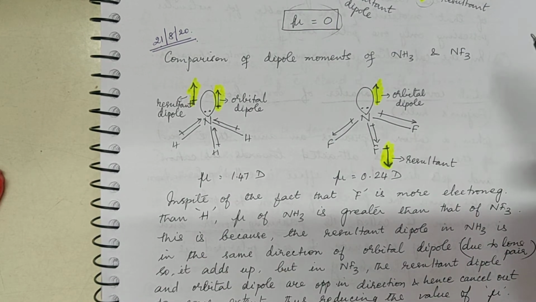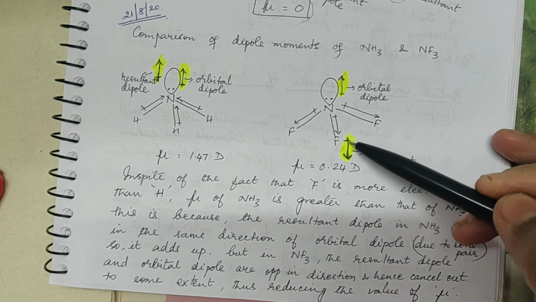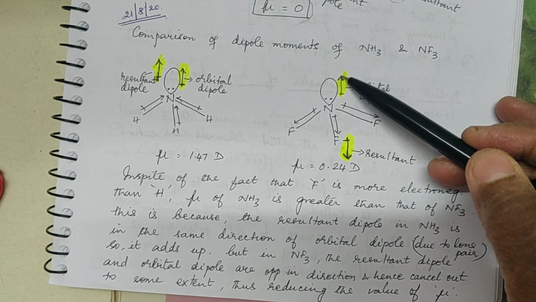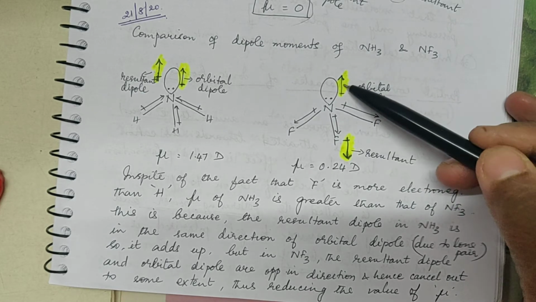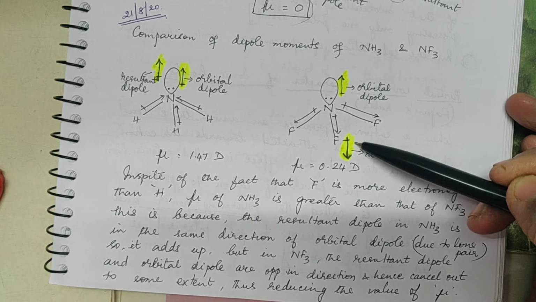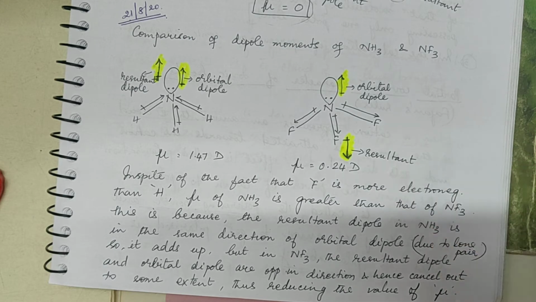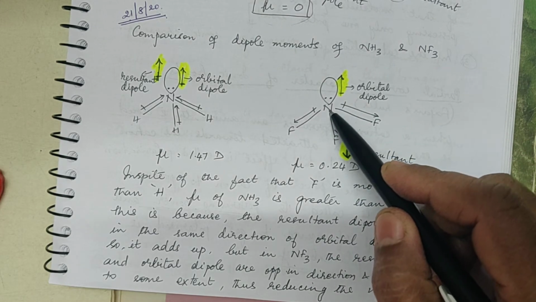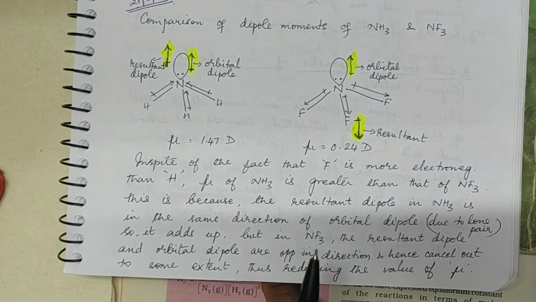Whereas in the case of NF3, these three are dipoles and the resultant dipole is here, and this orbital dipole is this way. And you see they are in opposite directions. So they cancel out each other to some extent. That is why the dipole moment of NF3 is much less, in spite of the fact that F is much more electronegative than nitrogen, right? So that is the reasoning that I have written.